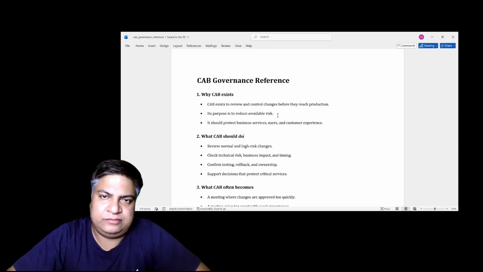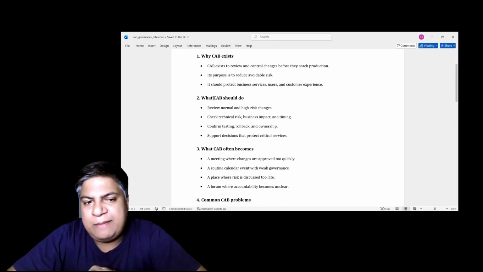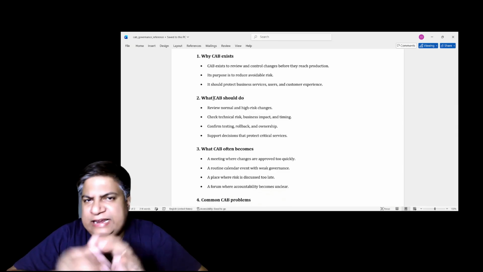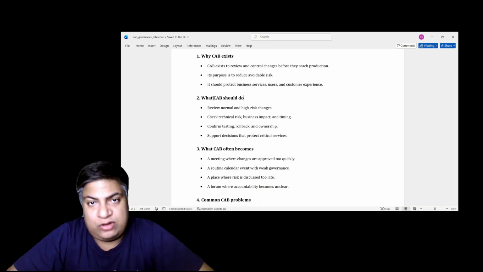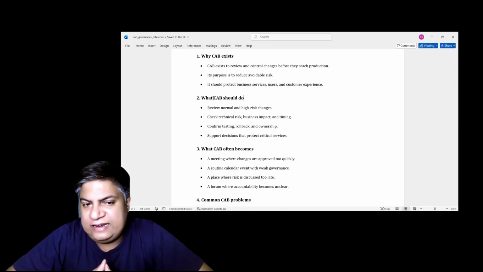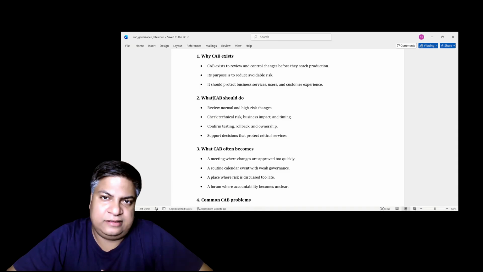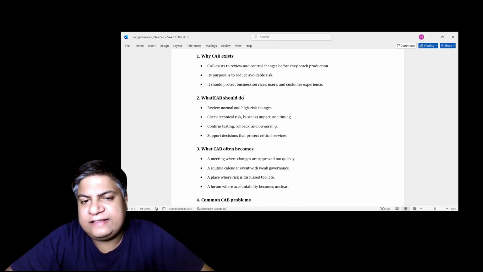Very, very important. Now let's discuss the second point, that is, what CAB should do. You have the basic idea now, but let's discuss in detail. In a CAB meeting, we have to review the normal and high risk changes. We are not going to discuss very mild risk changes there. In that case, a CAB meeting is not needed or mandatory. But in case of normal and high risk changes, we have to sit together and check the technical risk, business impact, and the timing. We have to check all the possible technical risks and what the impact of those risks is. And the third thing is timing.